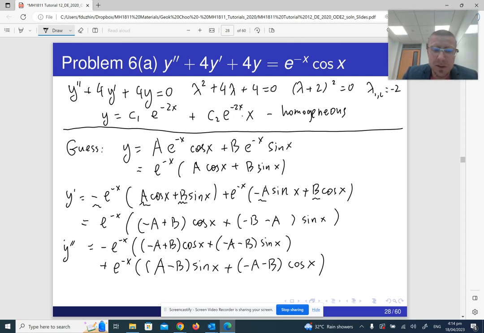Okay, and this is going to be equal to, and again, we can just collect together all the similar terms. So e to the minus x, and there's going to be cosine x. So where do we have cosine x? This is cosine x, and this is cosine x. So in front of cosine x we have a minus b, and from the second occurrence of cosine x we get minus a minus b cosine x. Right, so let me consult my notes.